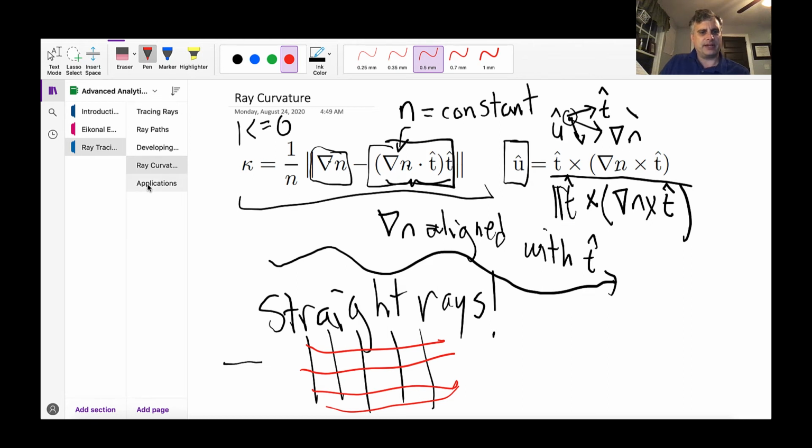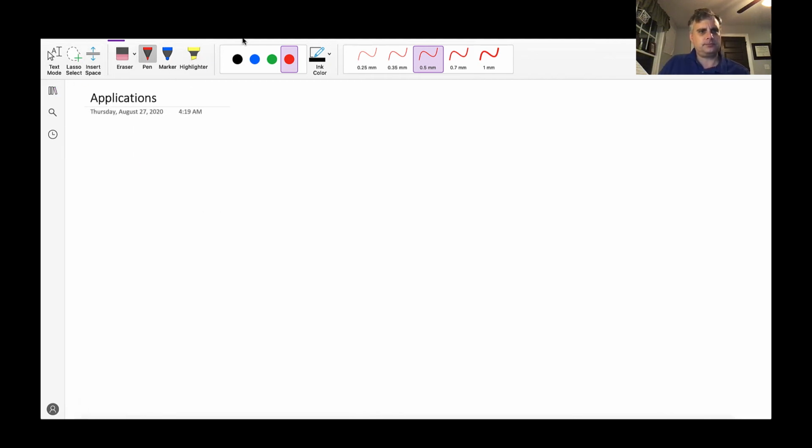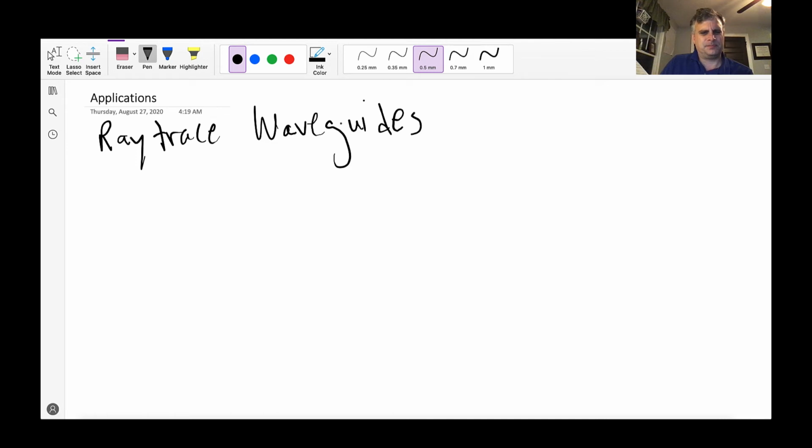Now we'll have some applications later on of this, but I want to mention a couple things. A couple ways to use this analytical ray theory that we've developed. One way is to ray trace waveguides. And you can do the dielectric or the metallic variety. Let's talk about the dielectric variety first.